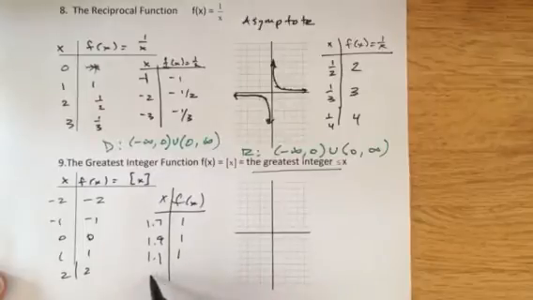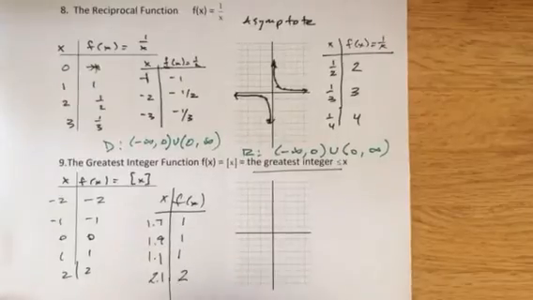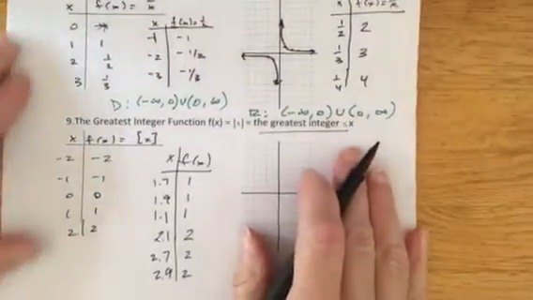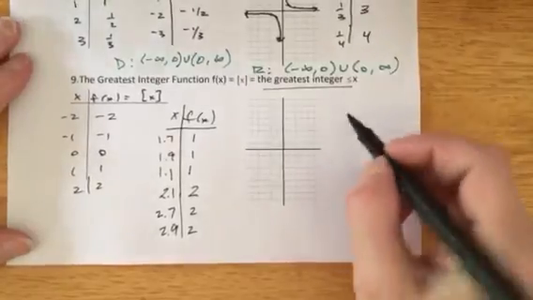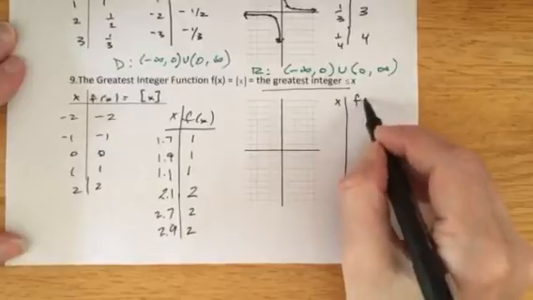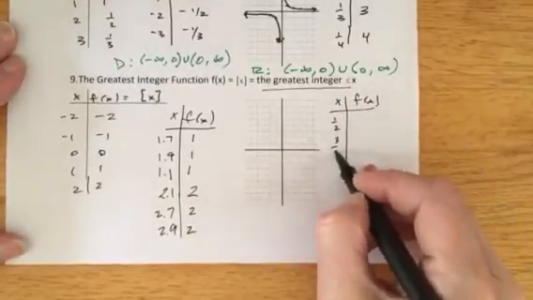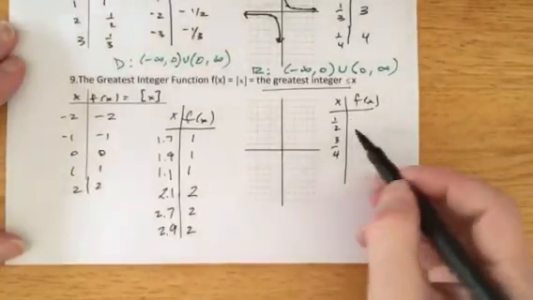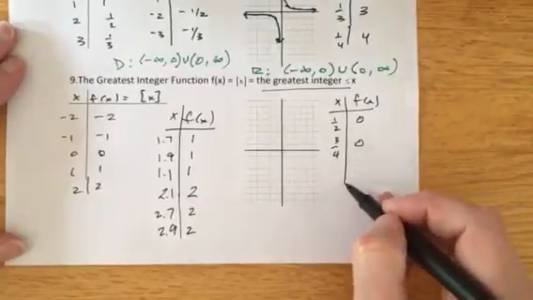Once I jump past 2, so if I go to 2.1, then the graph will jump up to 2. It'll stay there when I get up to 2.7 or 2.9. We can also do a few between 0 and 1. So again, think of fractions like a half or 3/4. All of those would get pulled back towards 0. That's the integer less than or equal to it.